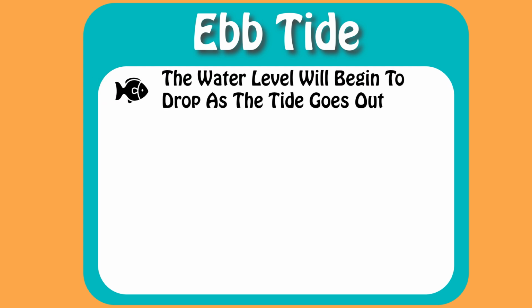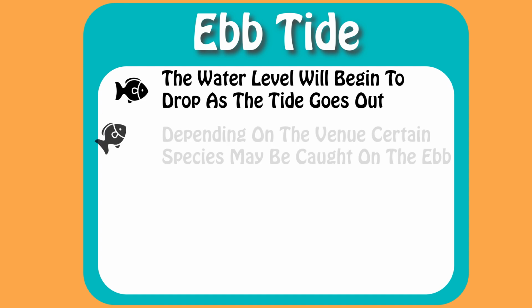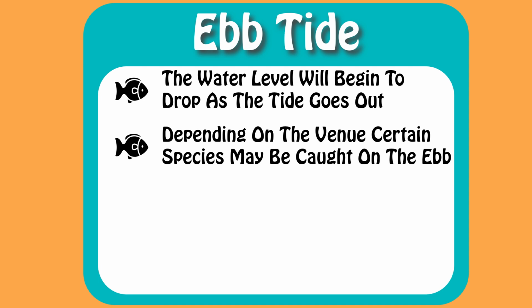The ebb tide occurs immediately after the high. During this phase, the tide level will keep dropping as the water goes back offshore. At certain venues, for certain species, the ebb tide can actually be a productive time to fish, such as when bass fishing in certain estuaries. The key to effective ebb tide fishing is researching individual venues, as well as targeting specific species.